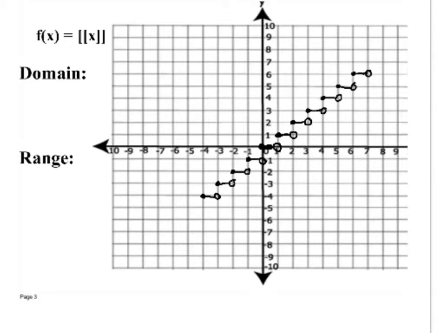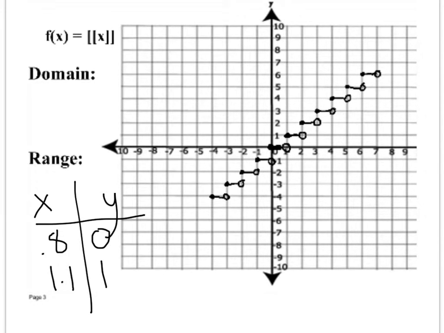So this is our parent function. I want you to write this down. I'll pass out graph papers. So that's how this is graphed. The closed circle means it's included. The open circle means it's not included. So if I was to pick 1 for x, what's the greatest integer of 1? 1. When I pick 1 for x, what's my y? 1. So it includes it here.